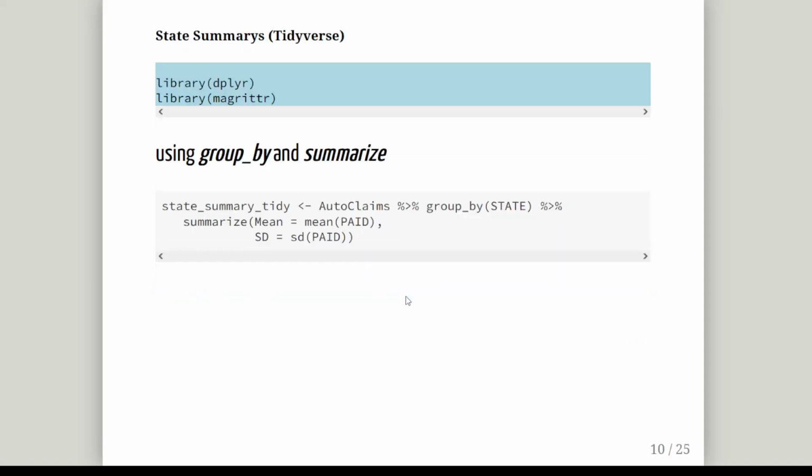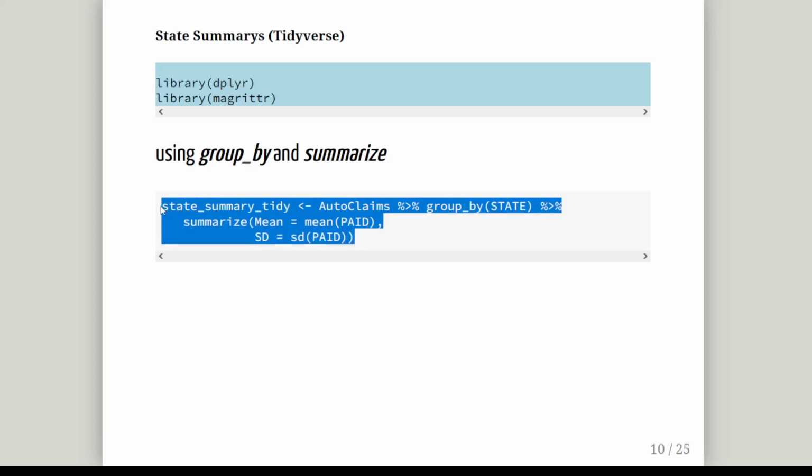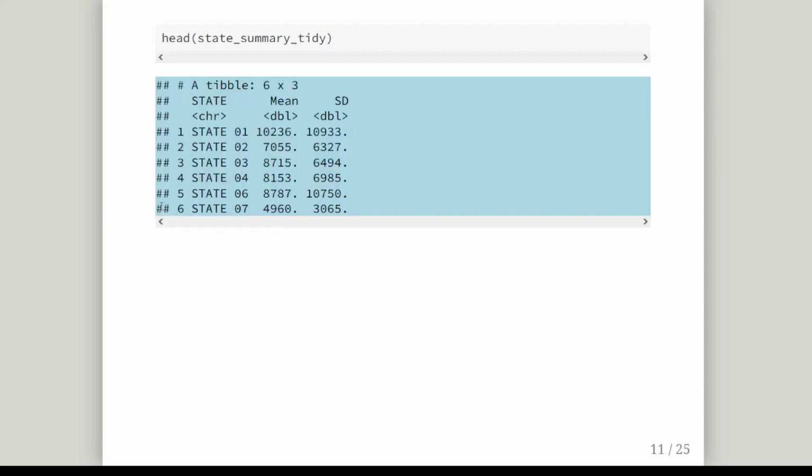We can use tidyverse for this, for the state summaries. Now I'll just go through this very quickly. This is the AutoClaims data set, and we're going to group by state and get a summary table, summarize, where we have the mean of paid and the standard deviation of paid. So essentially we can do both operations simultaneously. That's why tidyverse is actually becoming very popular. And that is what it looks like there.